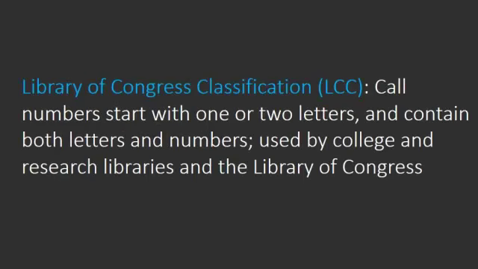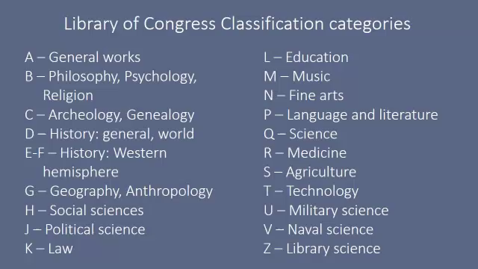The second type is called Library of Congress classification. Librarians will sometimes say LCC or just LC, or sometimes Library of Congress to refer to this system. In this system, materials are put into general categories designated by letters, and this is the most commonly used system in college research libraries as well as the Library of Congress.